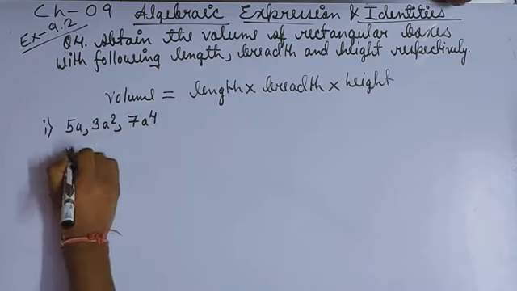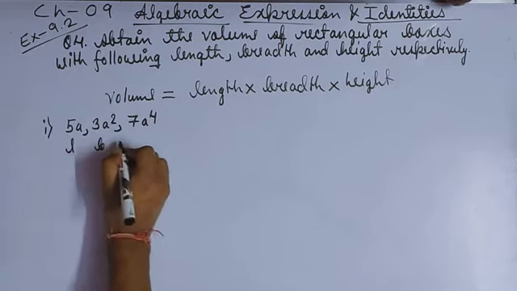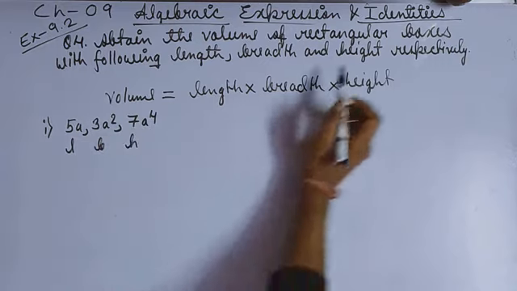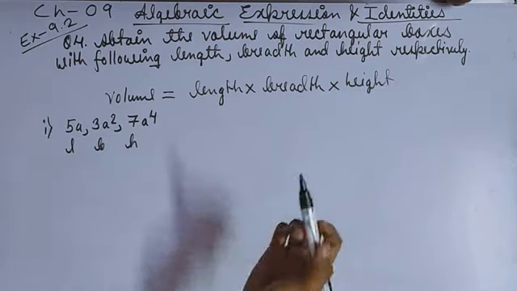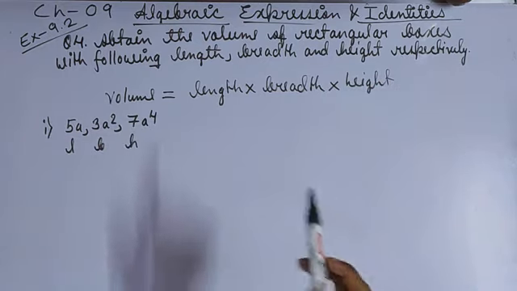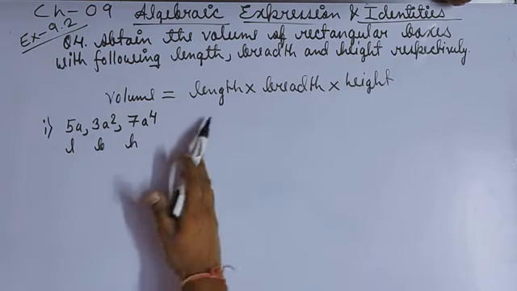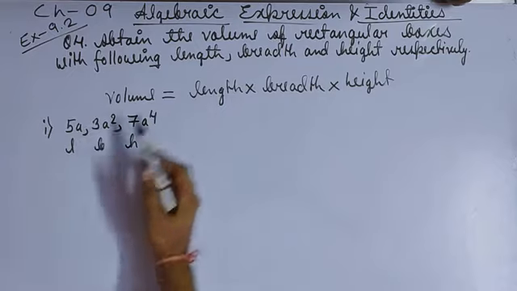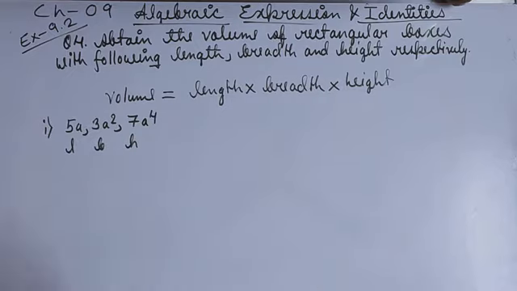So here the length will be 5a, breadth will be 3a square and the height will be 7a to the power 4. Why this is so? Because it is written respectively. What does the respectively mean? In the sequence. जिस sequence में आपको numbers दिए हुए हैं, monomials दिए हुए हैं, उसी sequence में क्या है? Length, breadth and height है. तो पहला वाला आपका length होगा, second वाला breadth, third वाला height. ऐसा नहीं कि आप interchange कर लेंगे.